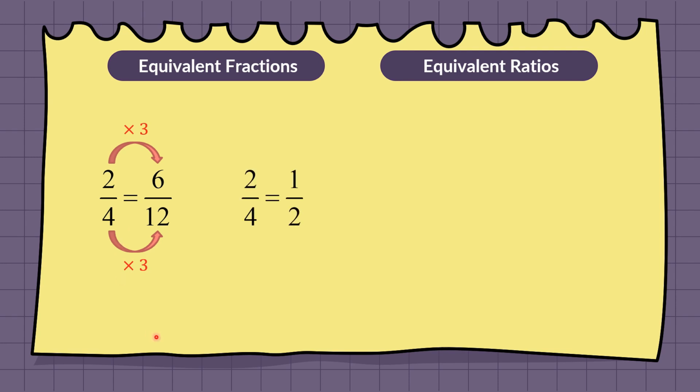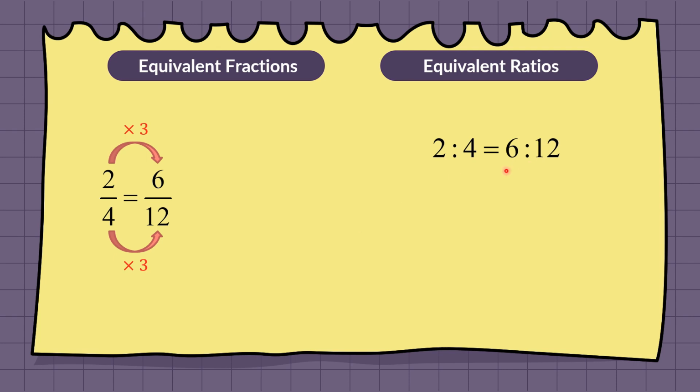Then, in the fractions 2 over 4 and 1 over 2, they are equivalent fractions as well, because in the numerator 2, we can divide by 2 to arrive at the numerator 1. And from the denominator 4, we also can divide by 2 to achieve a denominator of 2. So therefore, 2 over 4 is equal to half when we divide by the same factor in the numerator and the denominator.